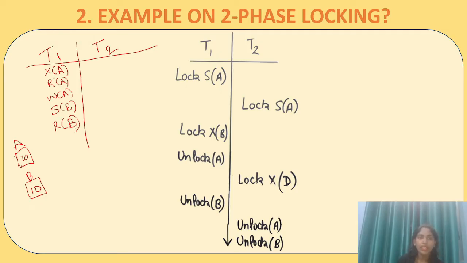Now he is only acquiring the locks. If you have noticed, transaction T1 has first acquired the exclusive lock, and then he has acquired the shared lock. Exclusive lock on data item A and shared lock on data item B. Now he is just acquiring the locks. So this entire thing you can consider as the growing phase, because you are only putting the locks on the data items.